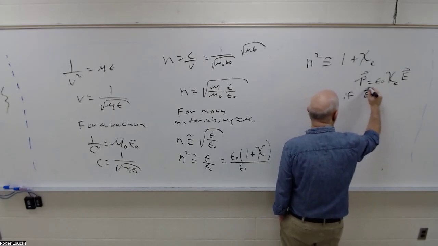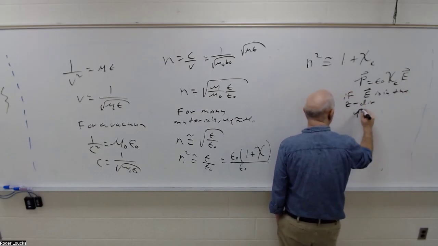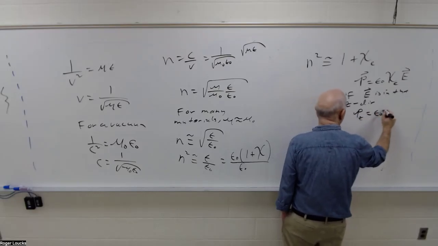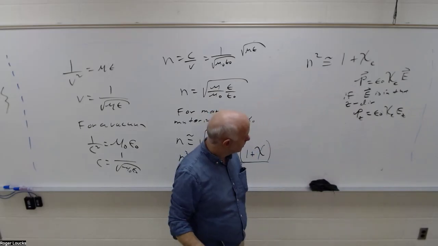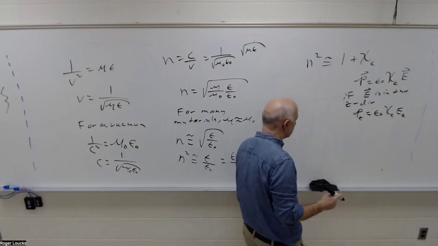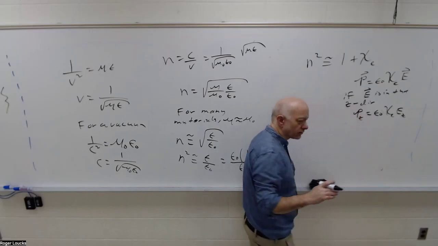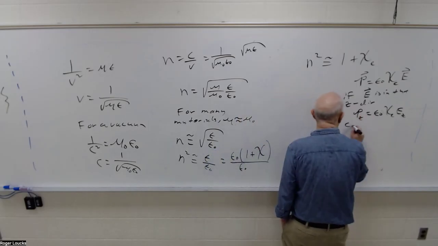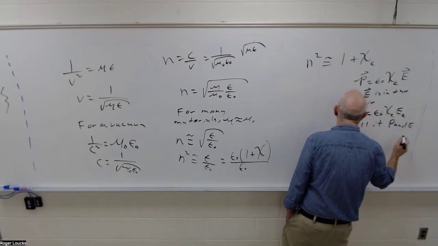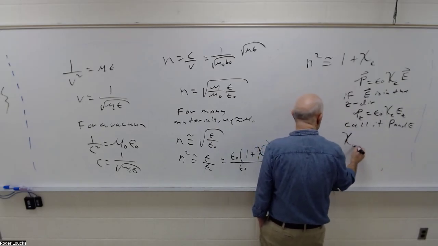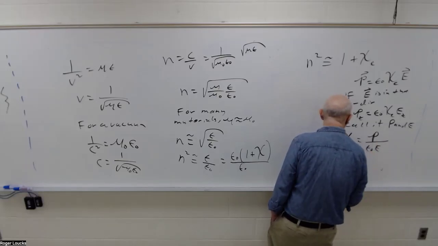So I can say if E, let's say, is in the Z direction, I can just as well say that P Z is going to be epsilon naught chi E times E Z, like that. I could call it X, it doesn't really matter. I think it's normally called chi because of this thing here. I'm just going to call it just P and E. So this tells me that chi E is exactly equal to P over epsilon naught E.